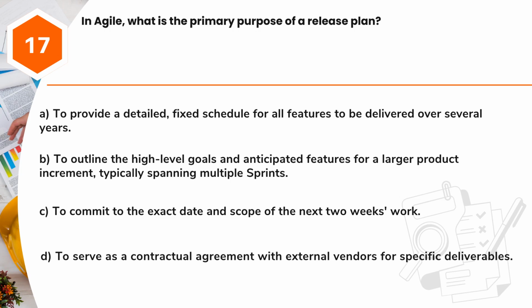Question 17. In Agile, what is the primary purpose of a release plan? A. To provide a detailed, fixed schedule for all features to be delivered over several years. B. To outline the high-level goals and anticipated features for a larger product increment, typically spanning multiple sprints. C. To commit to the exact date and scope of the next 2 weeks' work. D. To serve as a contractual agreement with external vendors for specific deliverables.